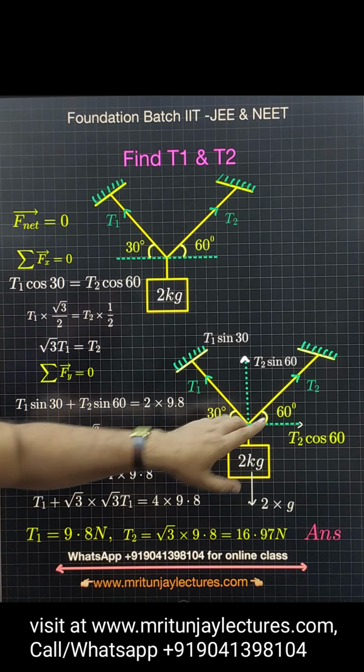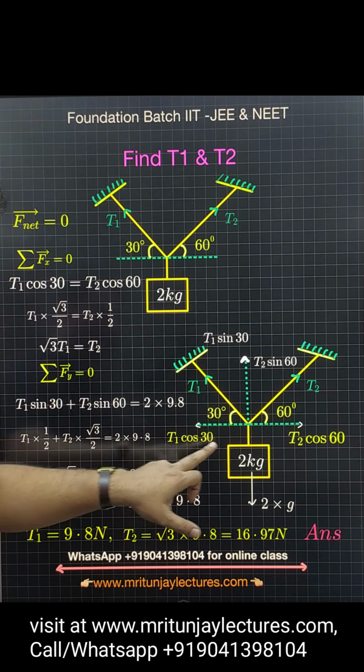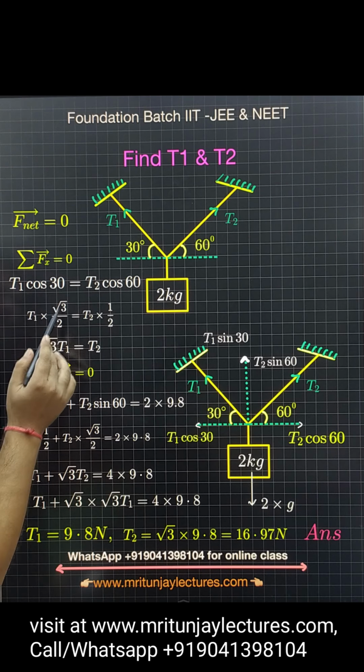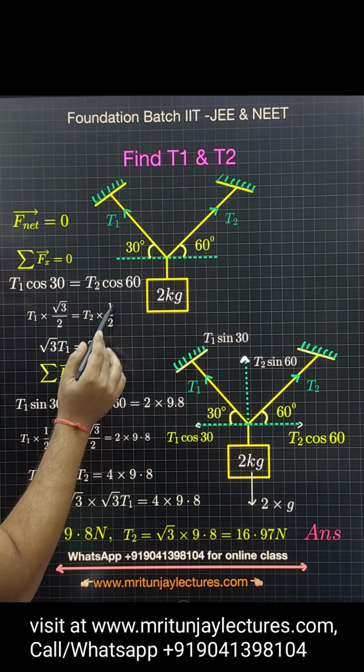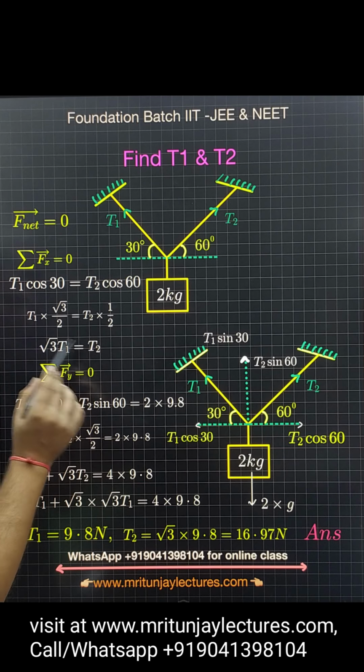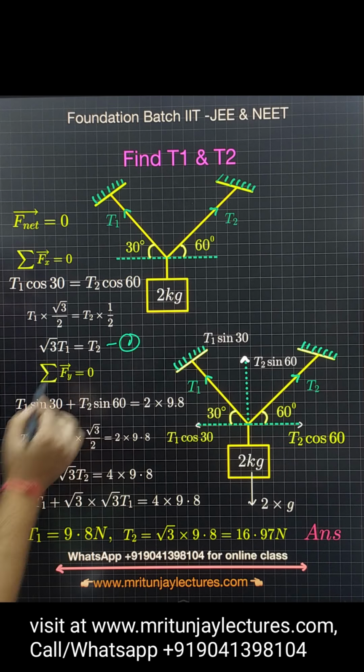Net force in the x direction is 0. So you can say T1 cos 30 is equal to T2 cos 60. Written like that. Cos 30 is root 3 by 2 and cos 60 is 1 by 2. So root 3 times T1 is equal to T2. That is equation number 1.